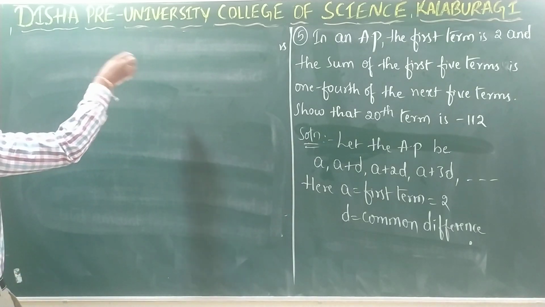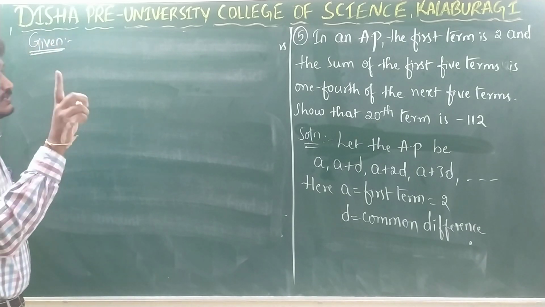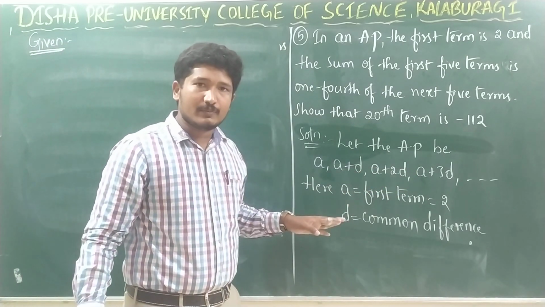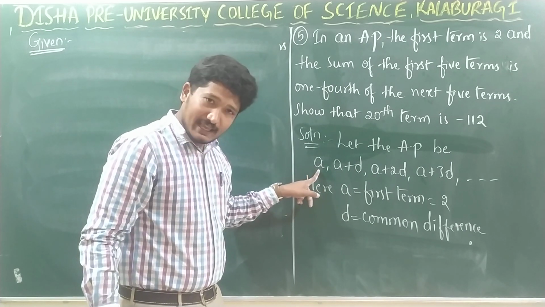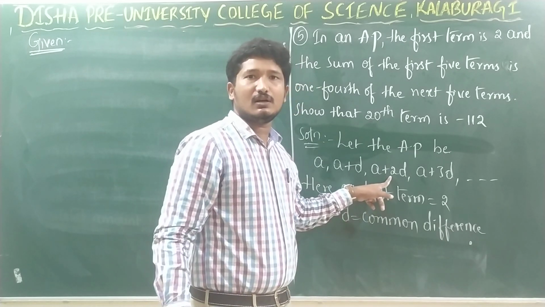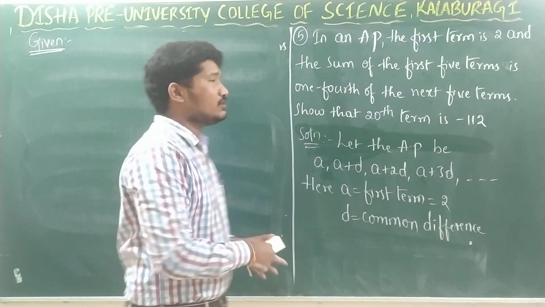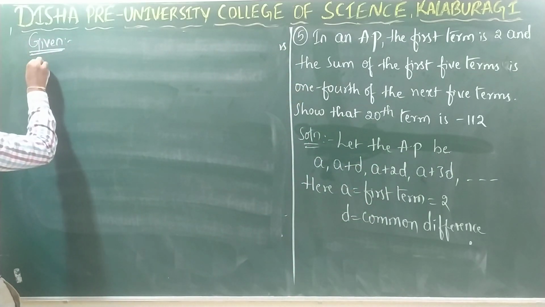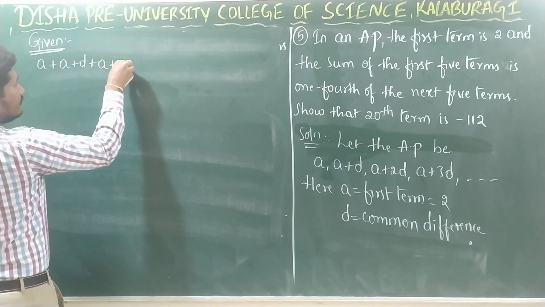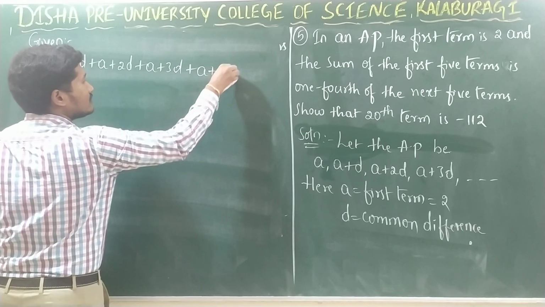So what is given? The sum of the first 5 terms. I have considered the arithmetic progression here. So what are the first 5 terms? a is the first term, a plus d is the second term, a plus 2d is the third term, a plus 3d is the fourth term, and a plus 4d will be the fifth term. So the sum of the first 5 terms, how will you write? a plus a plus d plus a plus 2d plus a plus 3d plus a plus 4d. So these are the first 5 terms.